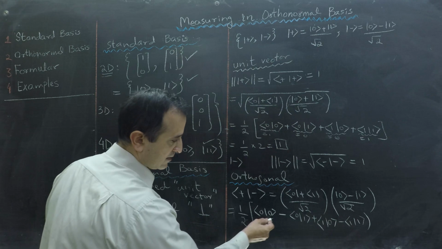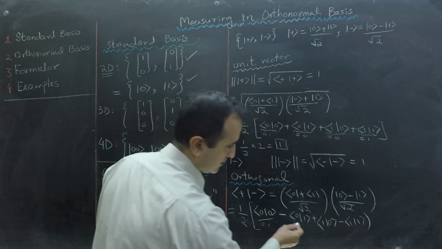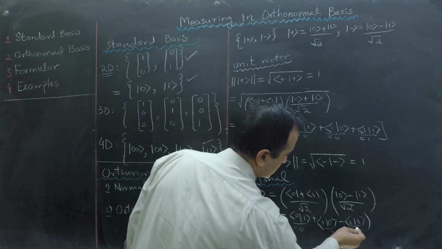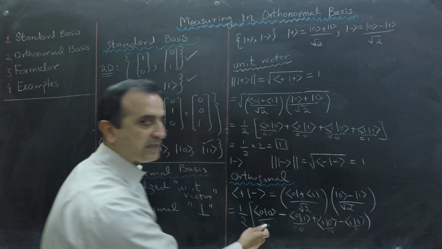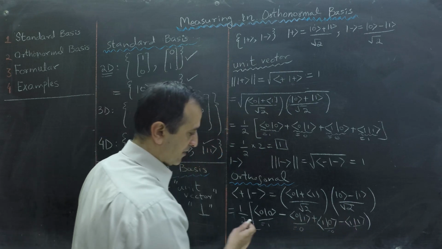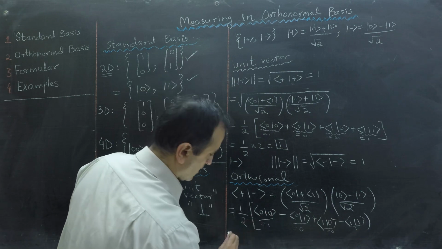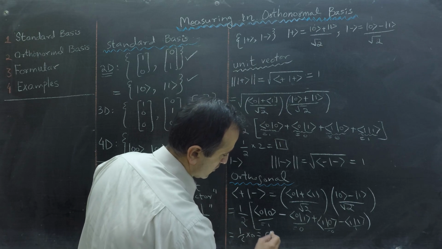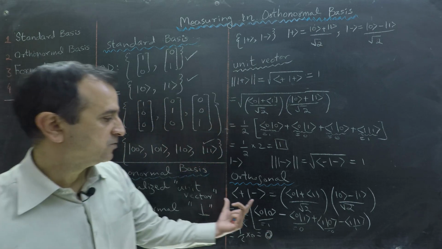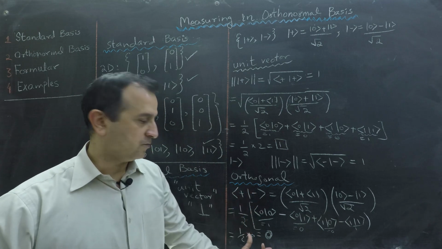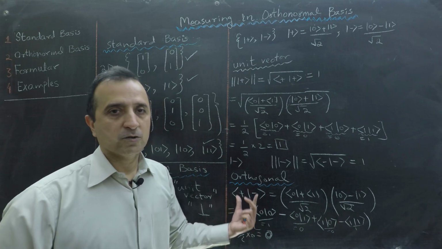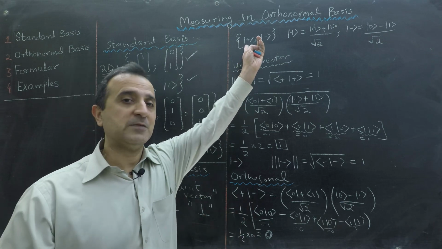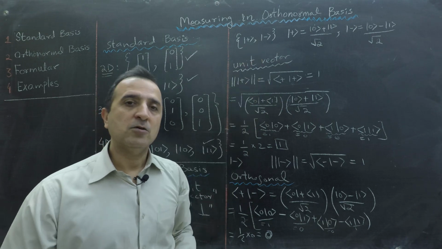And I know that this is equal to 1, this is equal to 0, this is equal to 0, and this is equal to 1. So this one and this one will cancel with each other. So inside I will get all zeros. So my answer is 1 over 2 times 0, and that is equal to 0. So yes, the inner product of these two vectors is indeed equal to 0. That means these vectors are orthogonal. And hence we have shown that this basis, which we call Hadamard basis, is indeed an orthonormal basis.